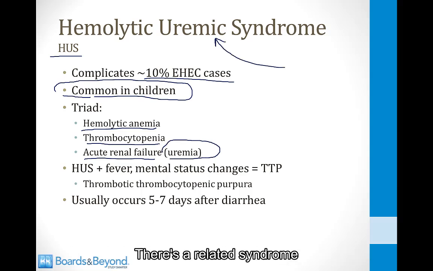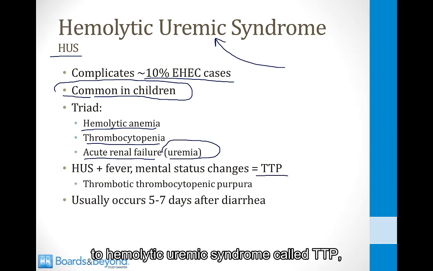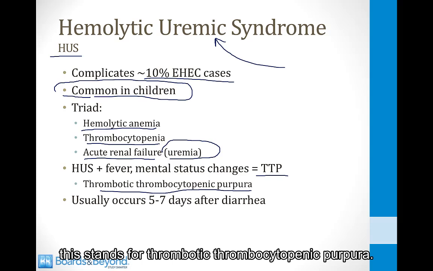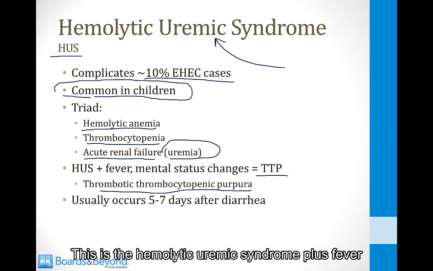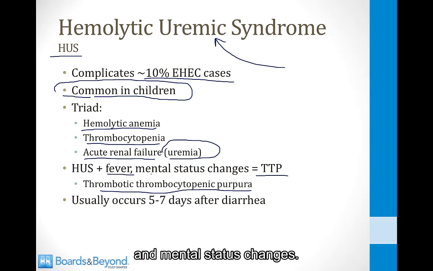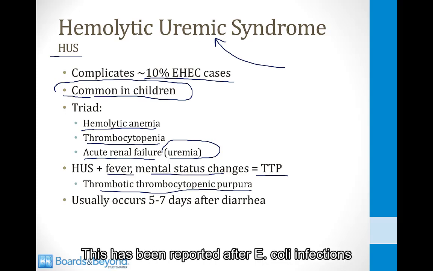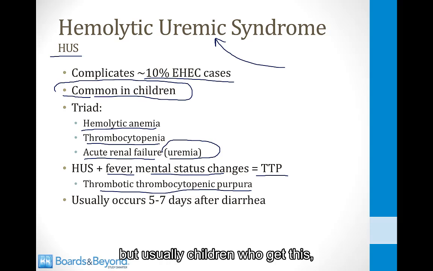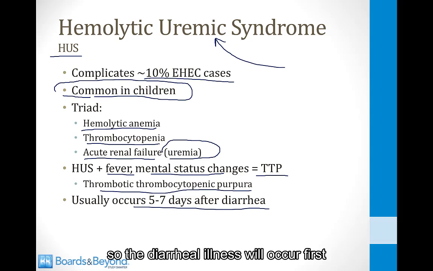There's a related syndrome to hemolytic uremic syndrome called TTP. This stands for thrombotic thrombocytopenic purpura. This is the hemolytic uremic syndrome plus fever and mental status changes. This has been reported after E. coli infections, but usually children who get this just have the hemolytic uremic syndrome. And HUS usually occurs 5 to 7 days after the diarrhea, so the diarrheal illness will occur first, and about a week later they'll start to develop this syndrome.